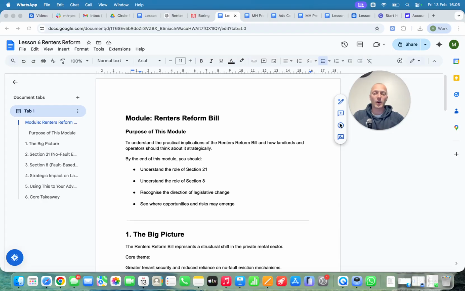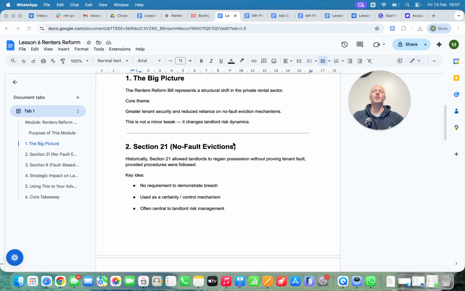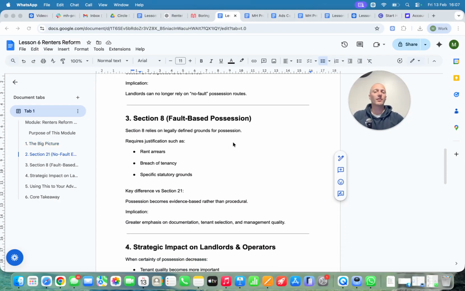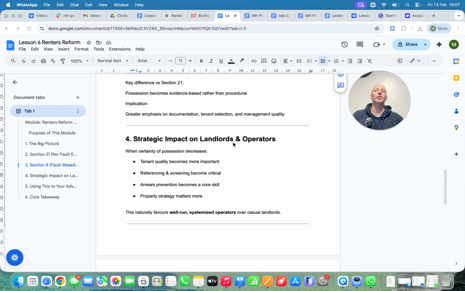So you can understand why understanding the Renters Reform Bill can be a massive assistance in your negotiation in the future, because at the end of the day, everybody wants a certain aspect of protection, and as times move forward, landlords are losing their protection and now they have their backs up against the wall. So I know we've already spoken about it, but historically Section 21 allows landlords to regain possession without proving tenant fault, provided procedures were followed. Section 8 relies on legally defined grounds for possession, and requires justification such as rent arrears, breach of tenancy, or specific statutory grounds.